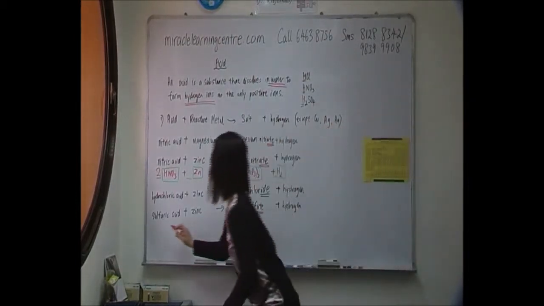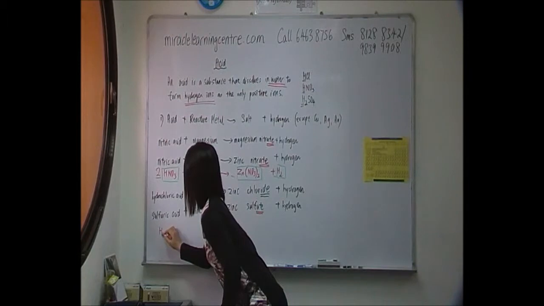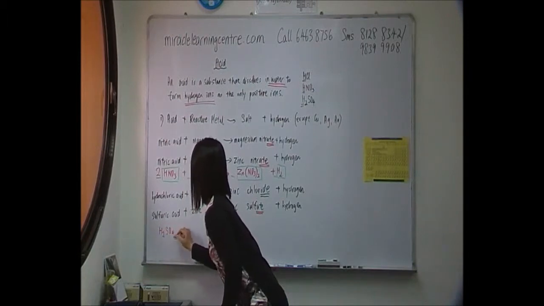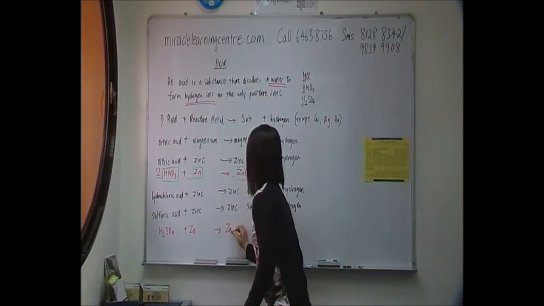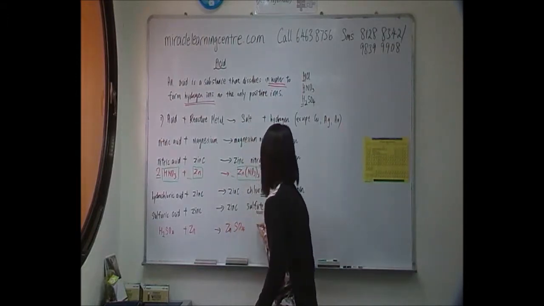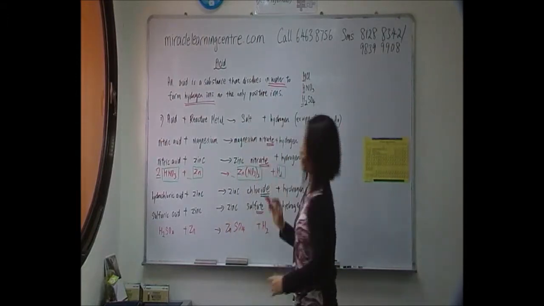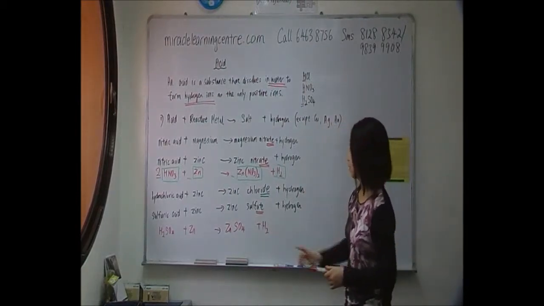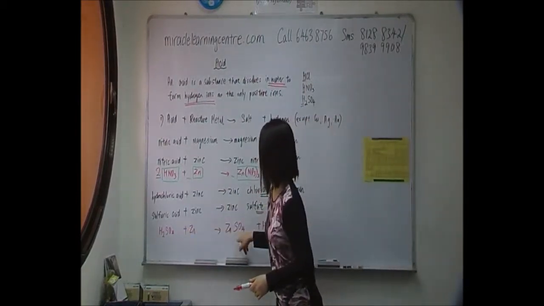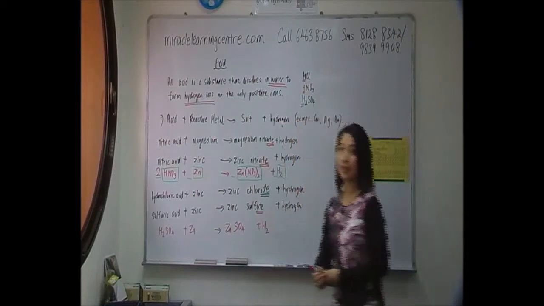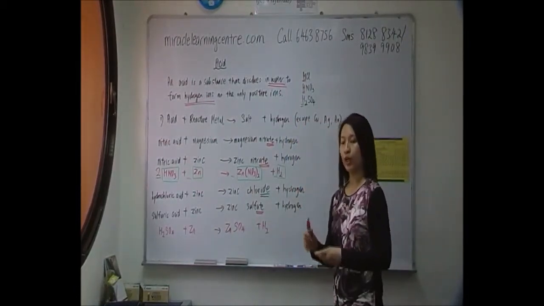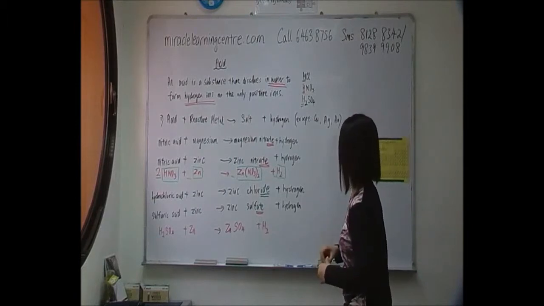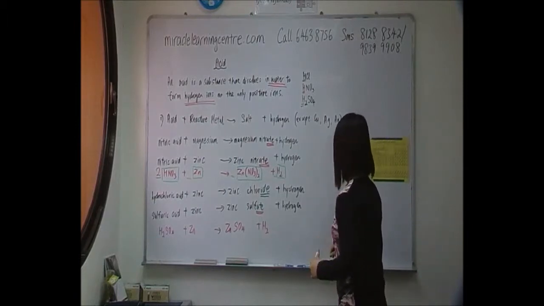Let's try one more. Sulfuric acid, H2SO4, with zinc. You're going to get zinc sulfate and hydrogen gas. And you realize it's already balanced, 2 hydrogen, sulfate, and zinc. Hydrogen gas, take note, is always H2. Hydrogen gas is diatomic. So what's the second reaction of acid?